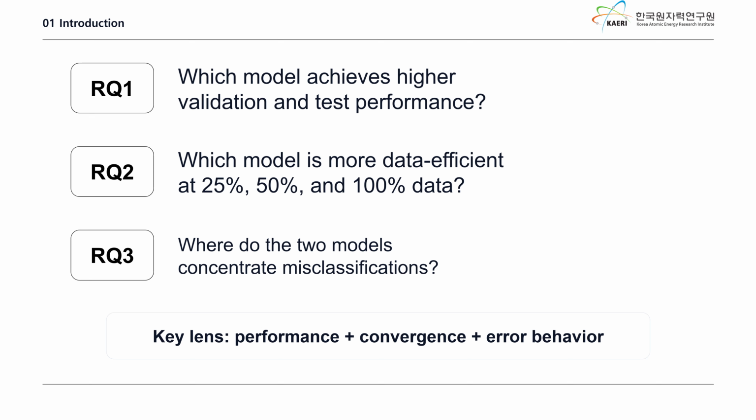Our research addresses three main questions. First, which model achieves higher final performance? Second, how do they compare in data efficiency when scaling the training data? And third, what are their error behaviors at specific class boundaries?